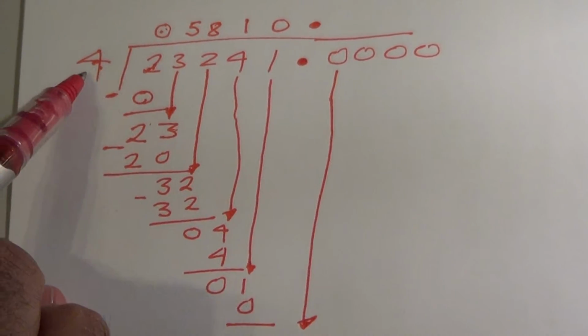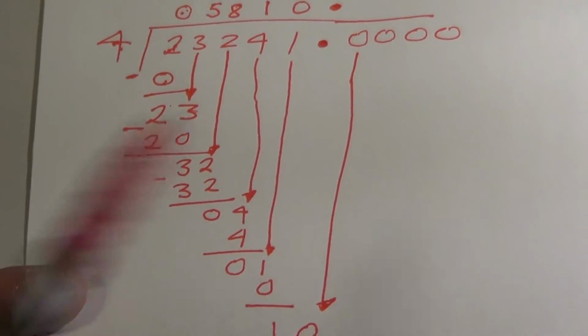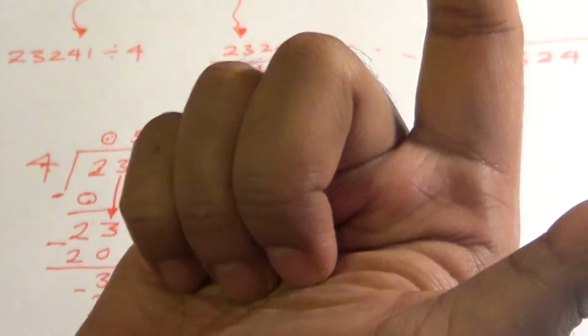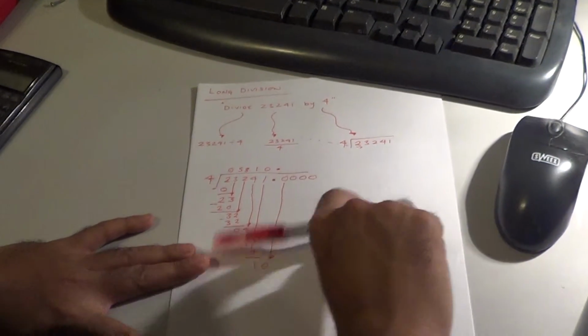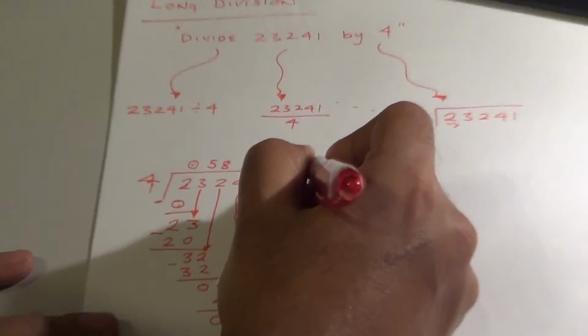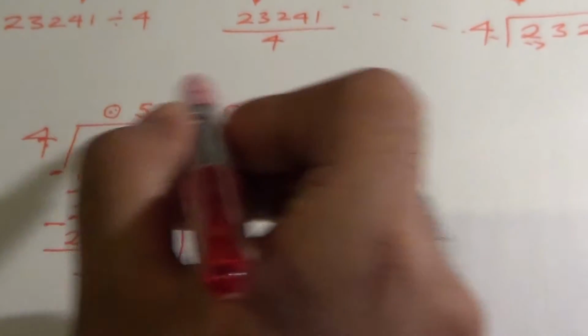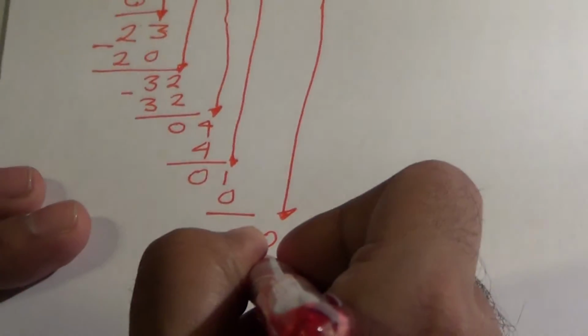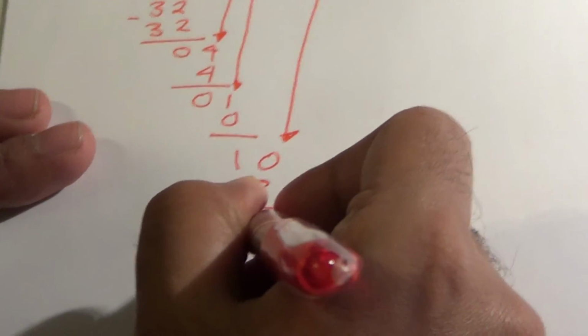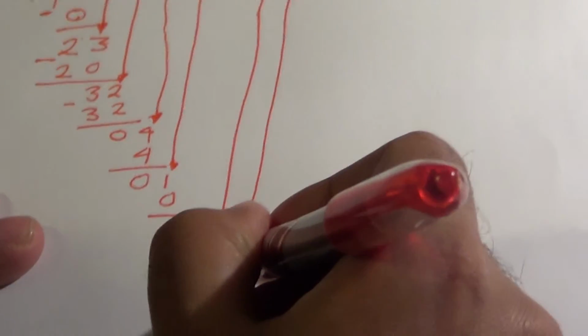How many times does 4 go into 10? 4, 8, 12. We've gone over 10. So that means it goes in there twice. You write that answer here. 4 times 2 is 8. 10 take away 8 is 2. Yeah? Bring the next number down.